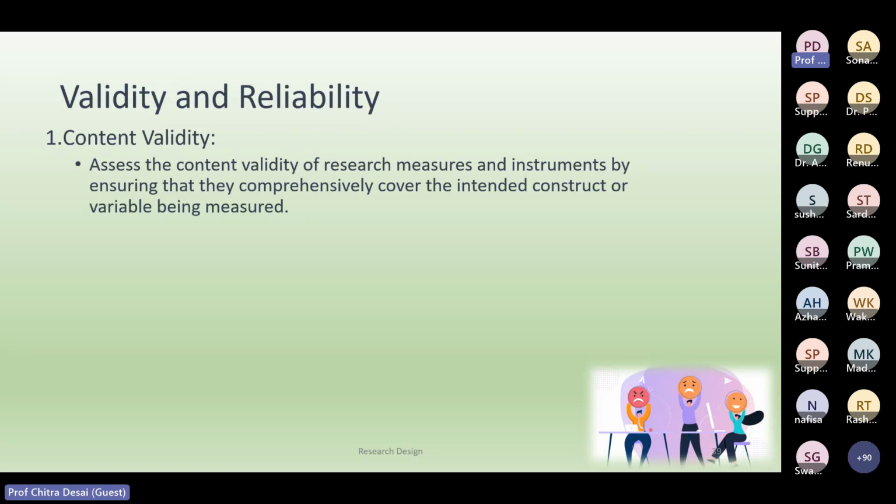The very first type of validity, because I am sure most of you are in the process of creating your own research proposals, and when we use words like validity and reliability, where exactly are we going to apply these things? So here, one thing that we see is content validity. You have to assess the content validity of research measures and instruments by ensuring they comprehensively cover the intended constructs of the variables being measured.